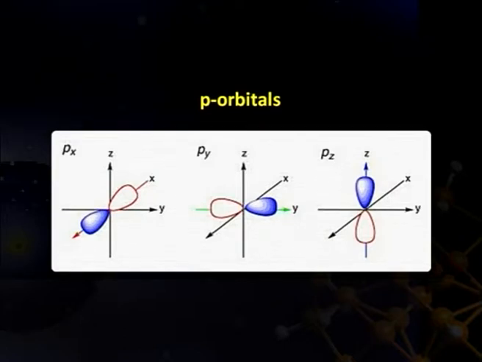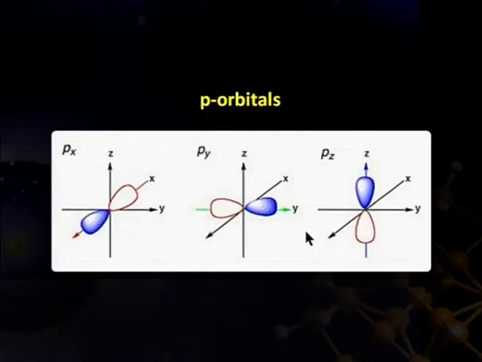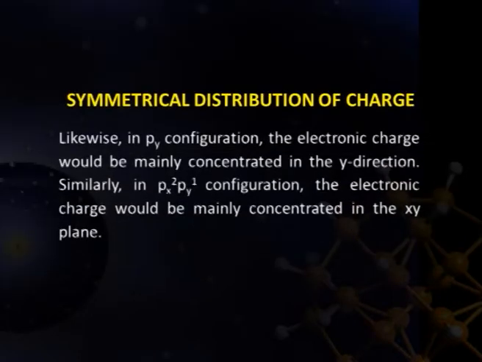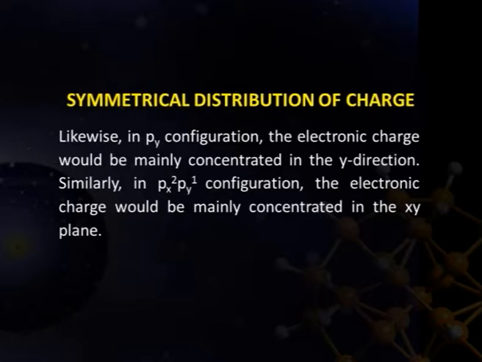Of these three p orbitals, the orbital px is symmetrical along the x axis, while the orbitals py and pz are symmetrical along the y axis and z axis, like this. If we place an electron in the px orbital, that is, we take into consideration the px1 configuration, the electronic charge would be mainly concentrated in the x direction only. Likewise, in the py1 configuration, the electronic charge would be mainly concentrated in the y direction. Similarly, in the px1 py1 configuration, the electronic charge would be mainly concentrated in the xy plane.